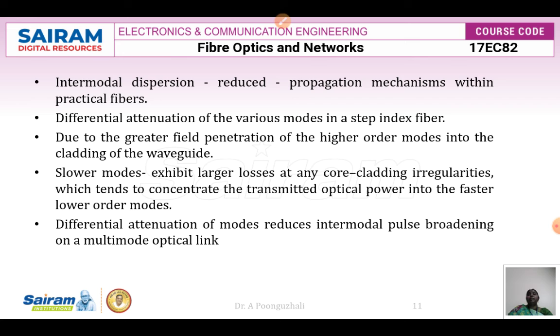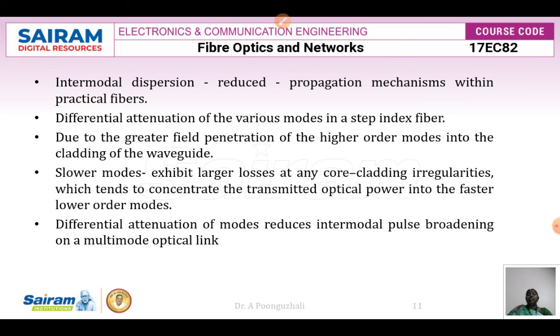The intermodal dispersion can be reduced by choosing proper propagation mechanisms within the fiber. In that case, we go for the differential attenuation of the various modes inside the step index fiber. Because of the higher field penetration of the higher order modes into the cladding of the waveguide, the slower modes are going to exhibit larger losses. Any core cladding irregularities concentrate the transmitted optical power into the faster, lower order modes.